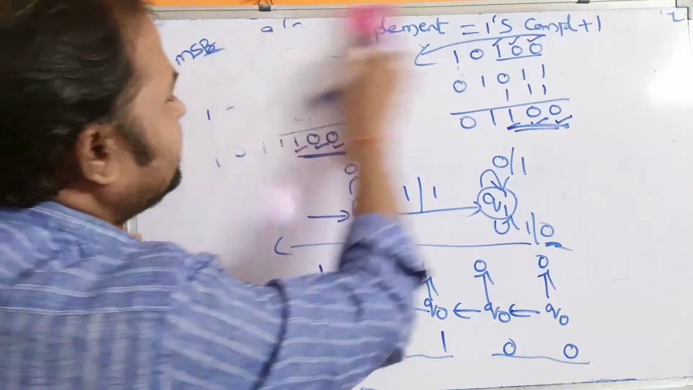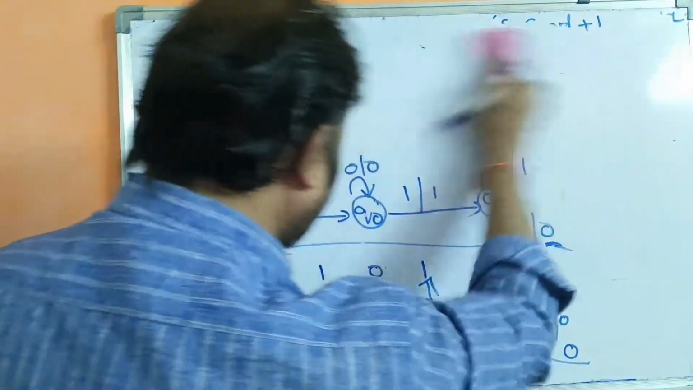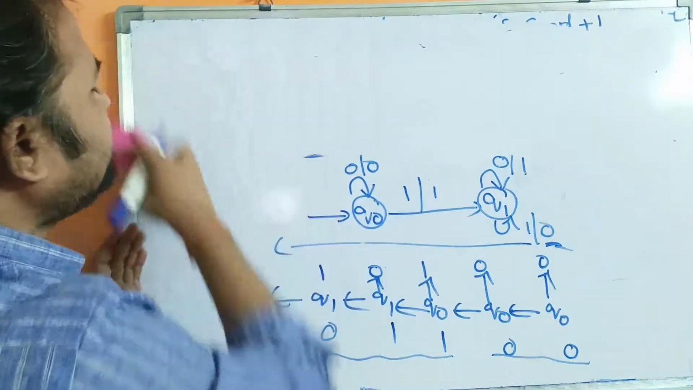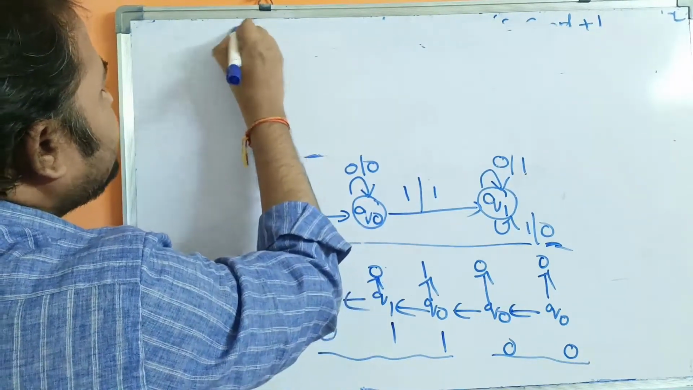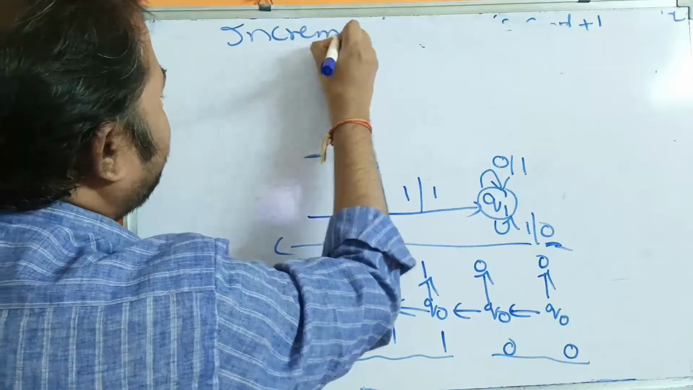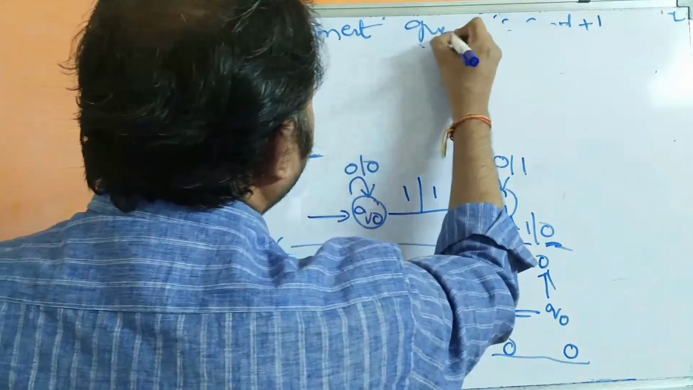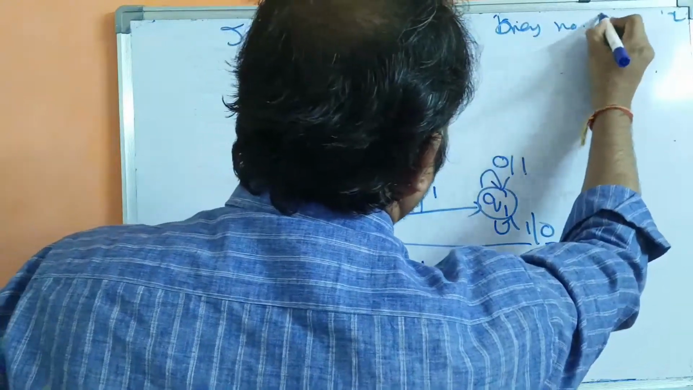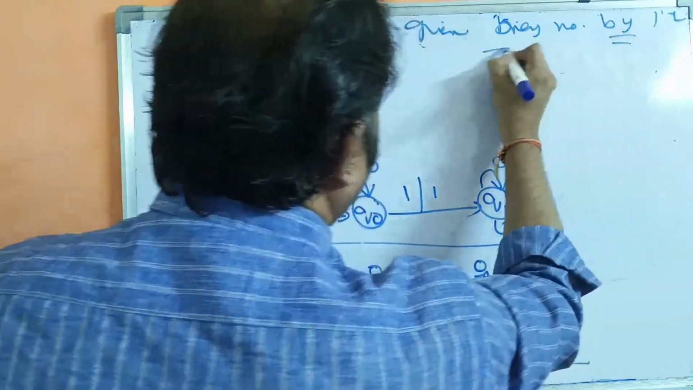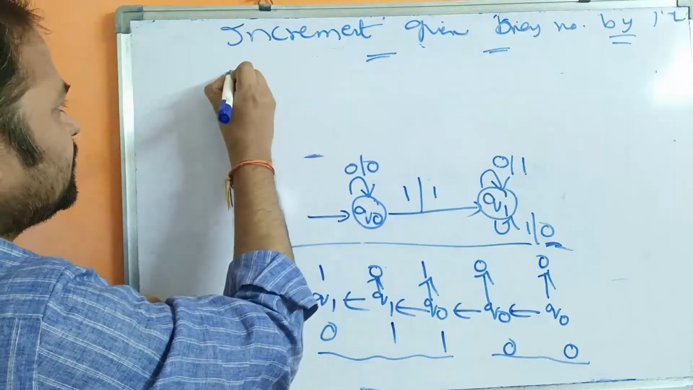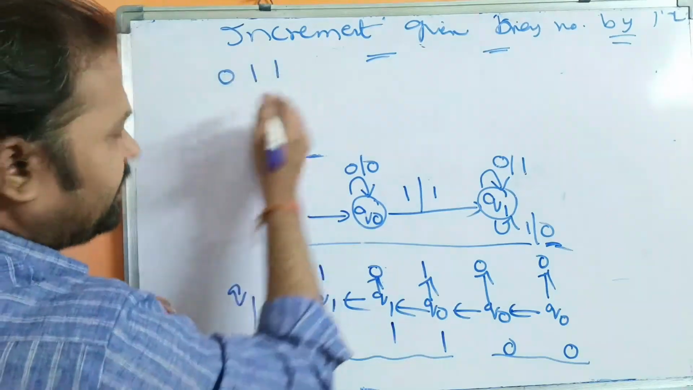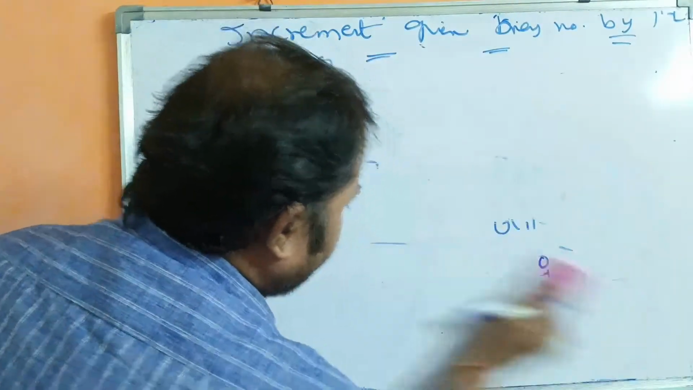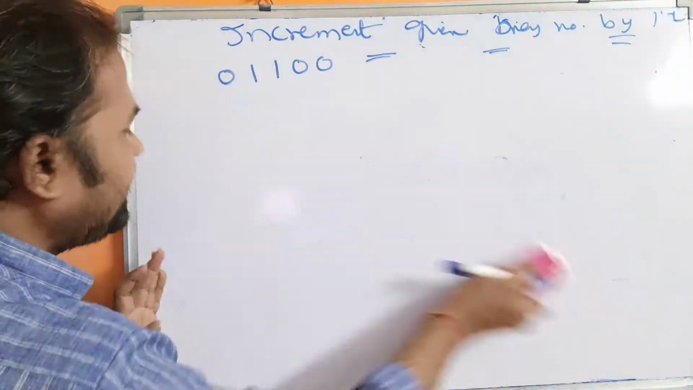Now let us see the third example. So what is the third example? Increment given binary number by 1. So we have to increment given binary number by 1. Let us see an example: 0, 1, 1, 0. Here we have to increment given binary number by 1.